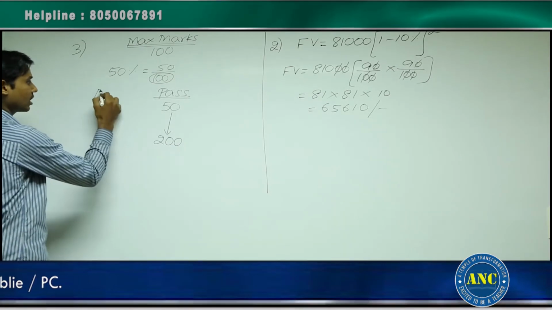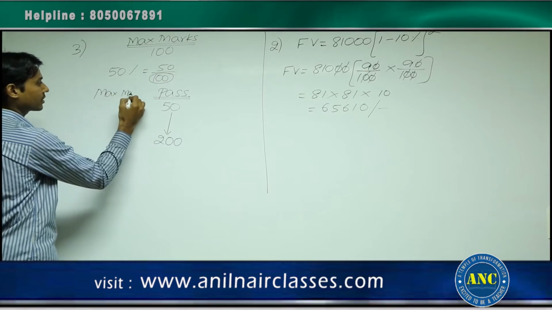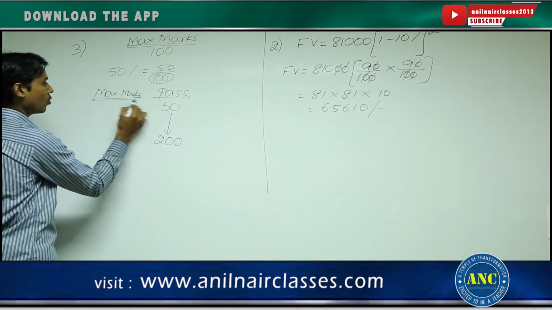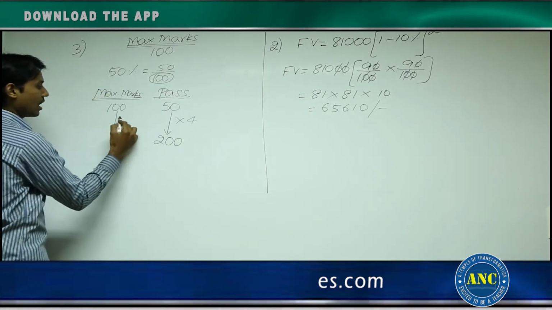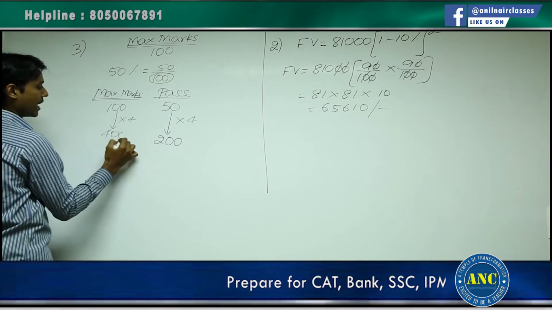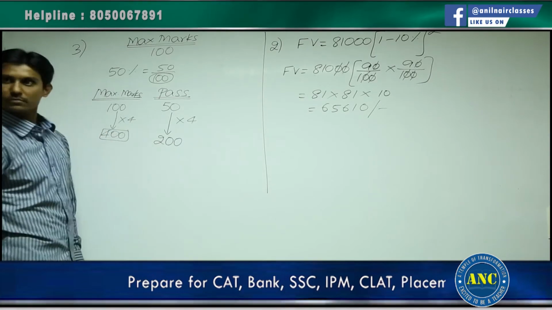Find the maximum marks in the question. According to me, maximum marks is 100. According to the question, how much they are asking? 50 is becoming 200. Multiply by 4. 100 also multiply by 4. Maximum marks is 400. Understanding?